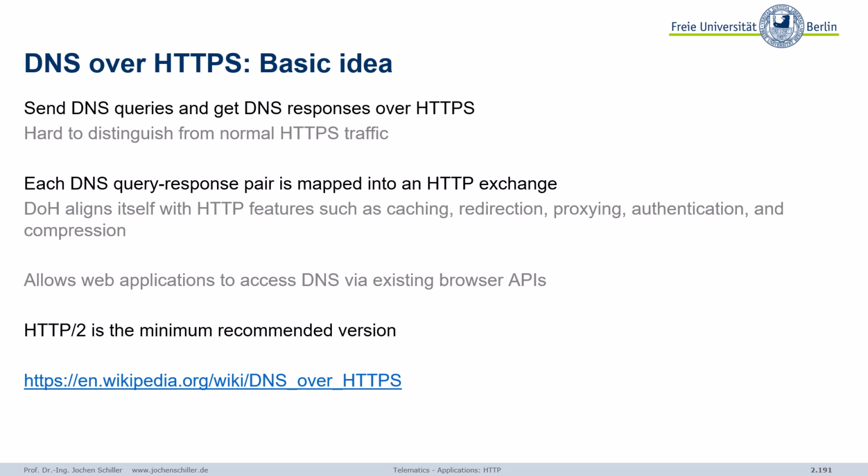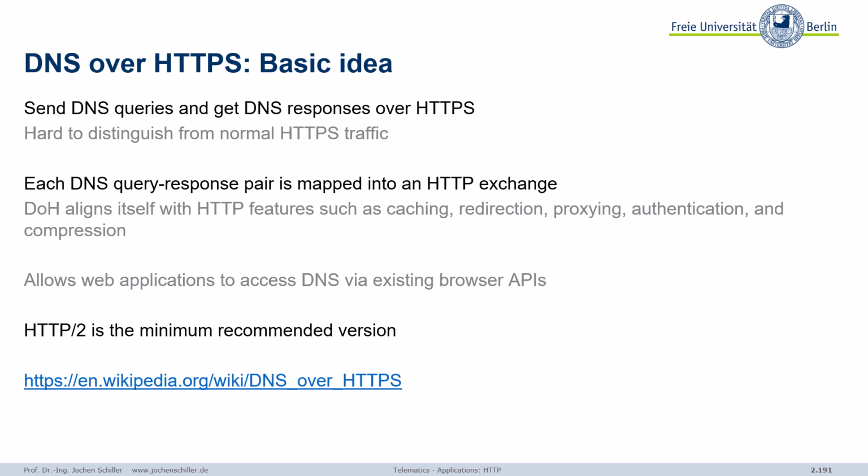We can use HTTP proxies, we can use all the compression there. We learned that in HTTP there's compression. That's cool. Normal DNS has no compression; here we can use this. And we can also use the existing browser APIs for programming. So web applications, if you want to access DNS, use the normal API. So that is the idea.